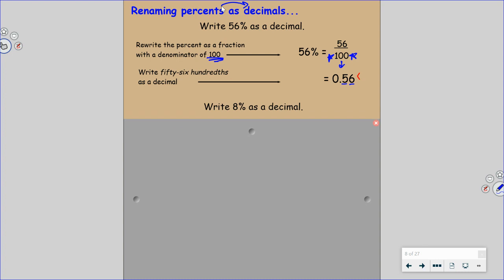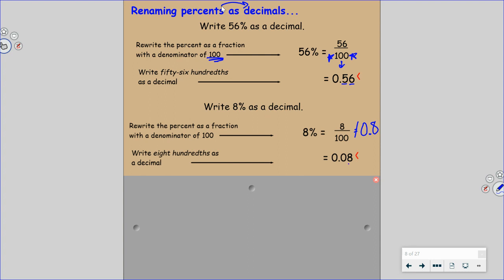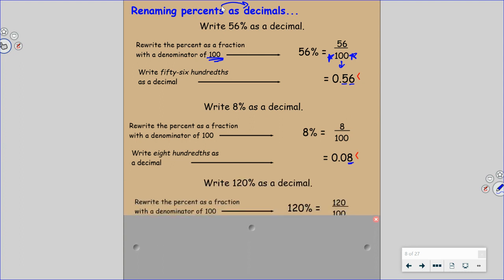8%, in a similar way, we can write 8 over 100. But make sure that you do not rewrite it as this. Ladies and gents, that means 8/10. We need that 8 in the hundredths place. Now, what if it's over 100? For instance, 120%. Well, you can still rewrite it as 120 over 100.